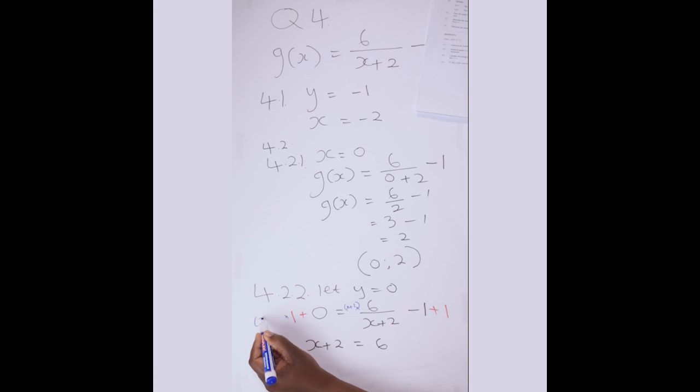If you multiply by (x + 2), can you see that x times 1 will give us x, and 2 times 1 will give us 2. And on this side, the whole (x + 2) has hidden brackets, so they will cancel each other and we're left with 6. Then we simplify further by subtracting 2 on both sides of our equation. Therefore, our x will be equal to 6 minus 2, which is 4. In coordinate form, that will be (4; 0). Folks, that's how you find the x-intercept of the equation.